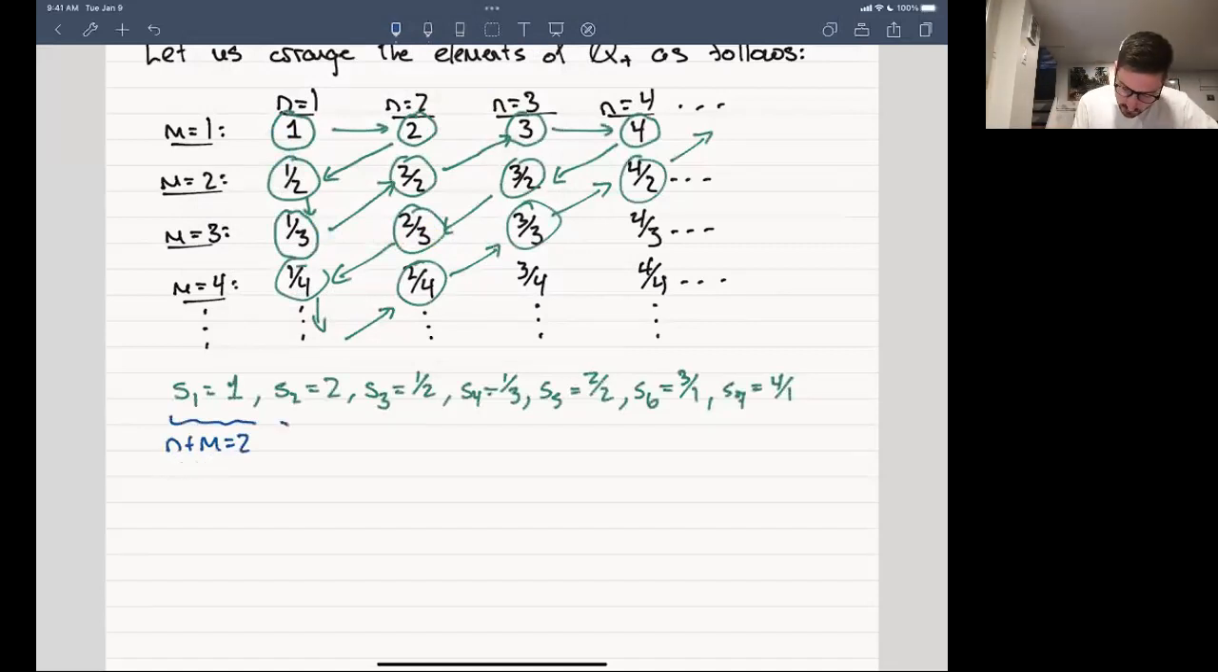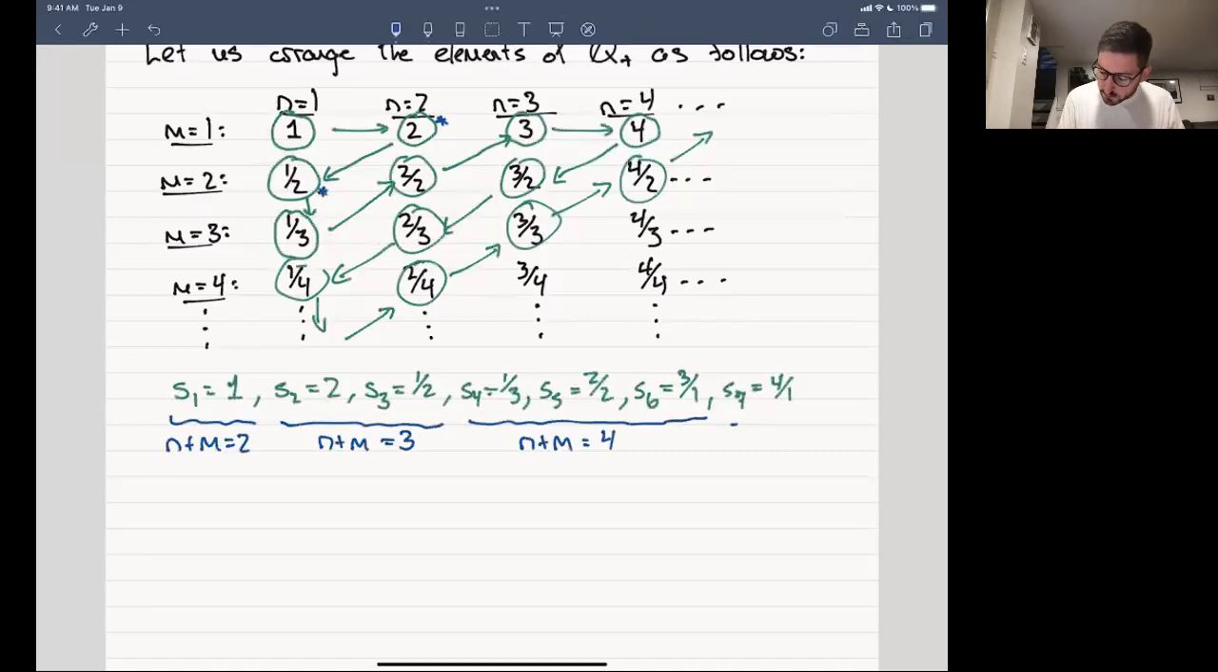Then the next diagonal, the 2 and the 1/2, that's 2/1 and 1/2. Well, in this case, this is the n plus m is equal to 3 case. Then the next diagonal, so S4, S5, and S6, this is 1/3, 2/2, and 3/1. In this case, you have n plus m is equal to 4. And you're probably getting it now, right? Because the next case is n plus m is equal to 5.